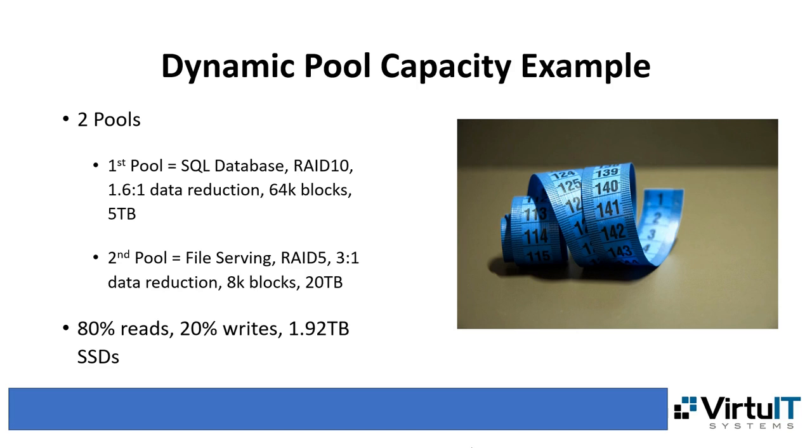Our second pool is just regular file serving. So we're going to choose RAID 5. We're going to choose a 3:1 data reduction. Again, pretty conservative, but very reasonable to expect. 8K block size this time on the storage array on the Unity, and a 20 terabyte configuration.